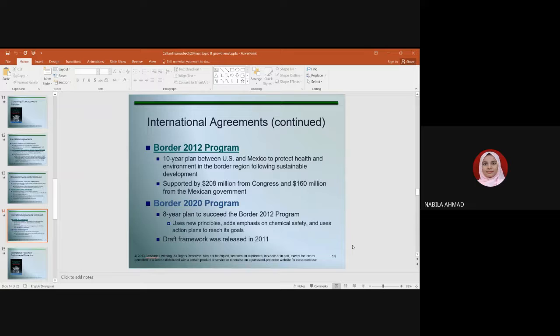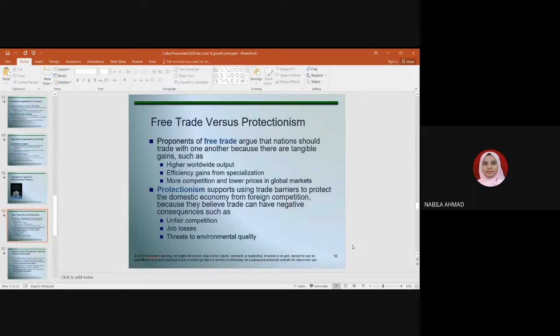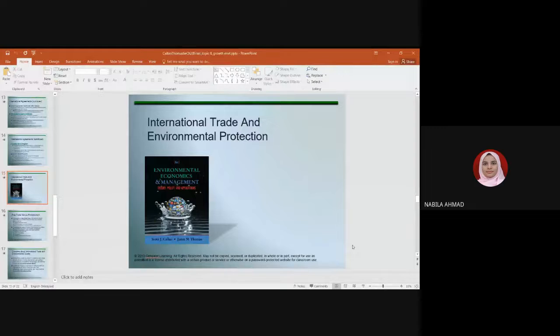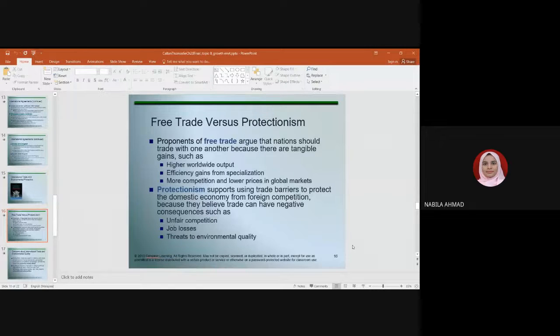And then we have Border 2012 program, 10-year plan between US and Mexico to protect health and environment in the border region. And then Border 2020 program. So this one, 8-year plan to succeed Border 2012 program. So use new principle, emphasize on chemical safety and user action plans to reach its goal. And then this one adalah international trade and environment protection. So we have free trade versus protectionism.